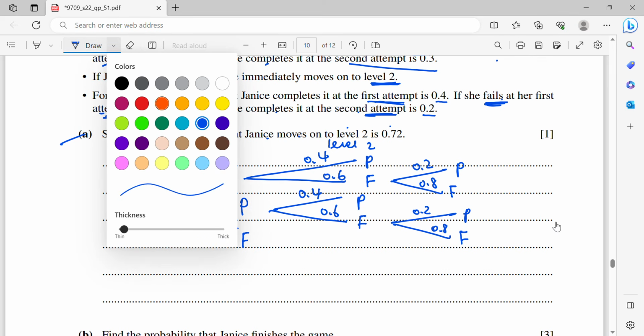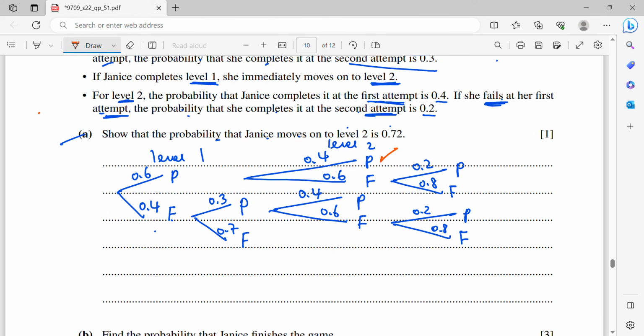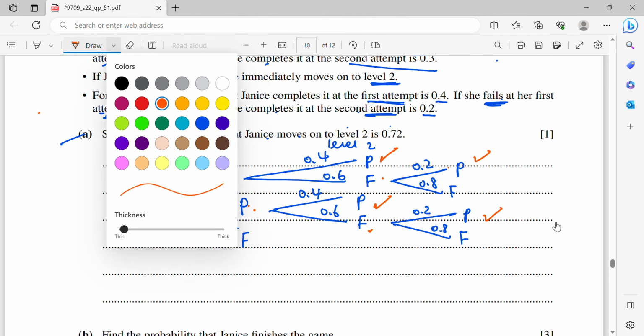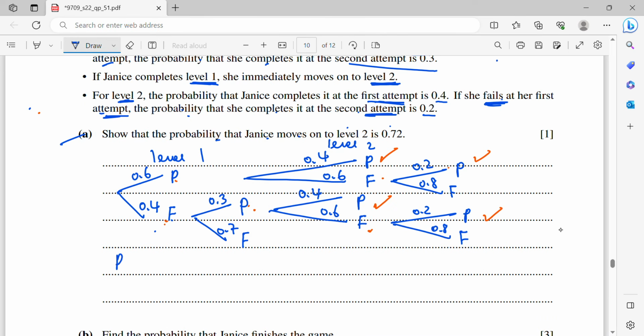So it means that now I need to calculate. It will be pass, pass. Okay, it can be pass, fail, pass. Or it can be fail, pass, pass. Or it could be fail, pass, fail, pass. Alright, these four possible attempts. So now my probabilities will be, okay, at first pass, pass, pass. So 0.6 times 0.4.